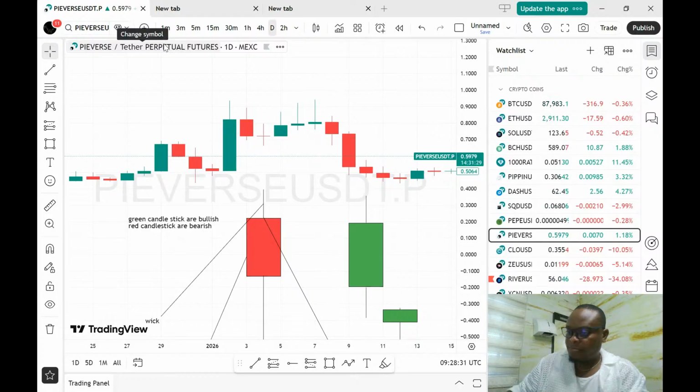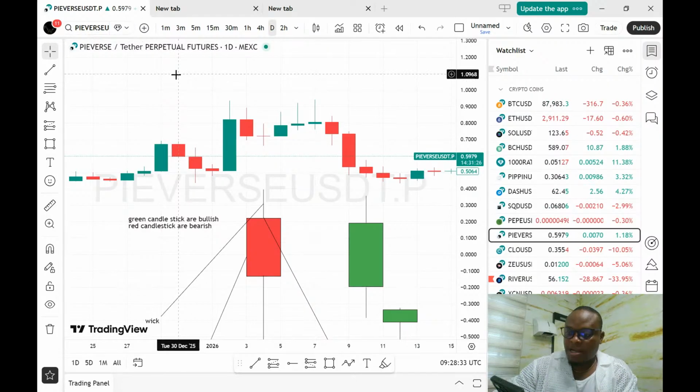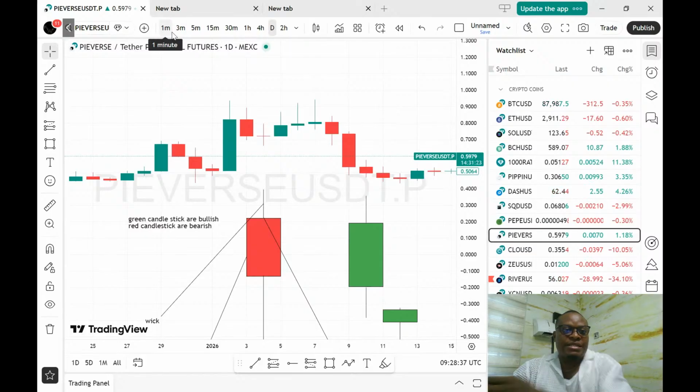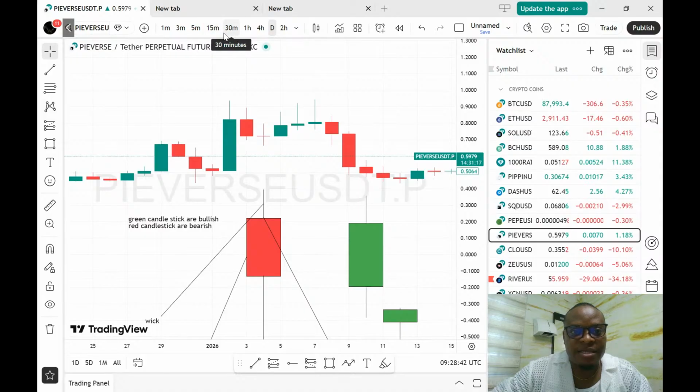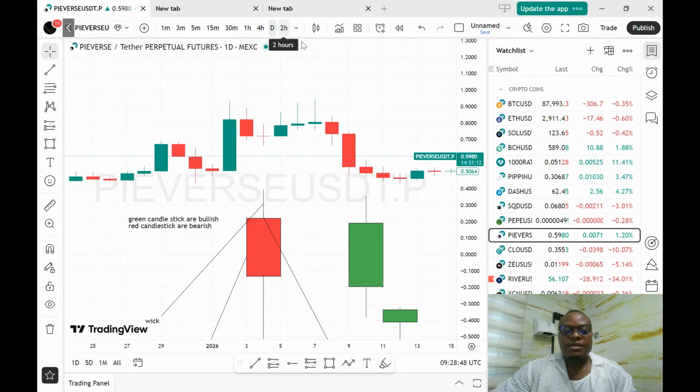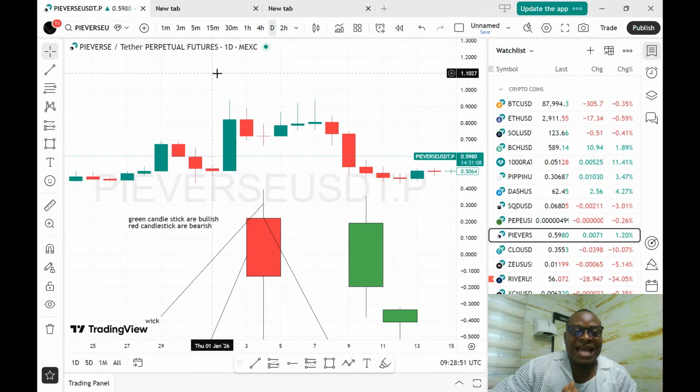Okay, so on the chart, you can see this portion here. I don't know if you can see it very clearly. Watch my arrow; look at where it is pointing. All these are the different time frames: 1 minute, 3 minutes, 5 minutes, 15 minutes, 30 minutes, 1 hour, 4 hours, daily, and 2 hours. You can decide which time frame you want to see, and for every time frame you choose, it will show you the formation of candlesticks under that time frame.